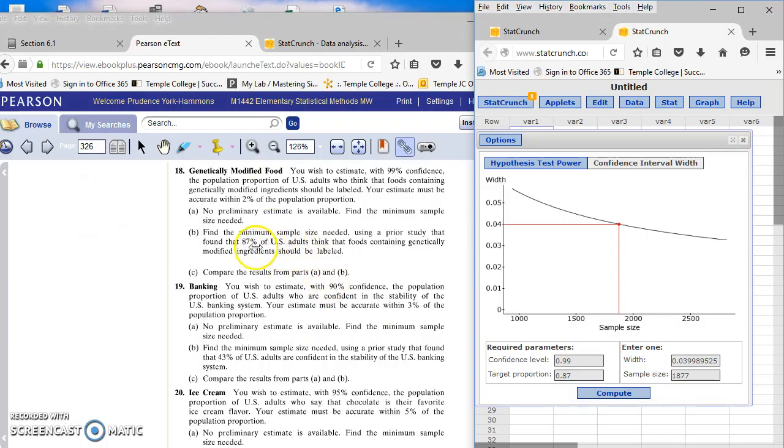So when it was 87%, we only needed 1,877. When there was no preliminary estimate available at the 50% level, we needed over 4,000. That's a much larger sample. So it's probably not a bad idea to do a preliminary study to get a better idea of what that percent should be. So having a preliminary estimate allows you to reduce the minimum sample size.